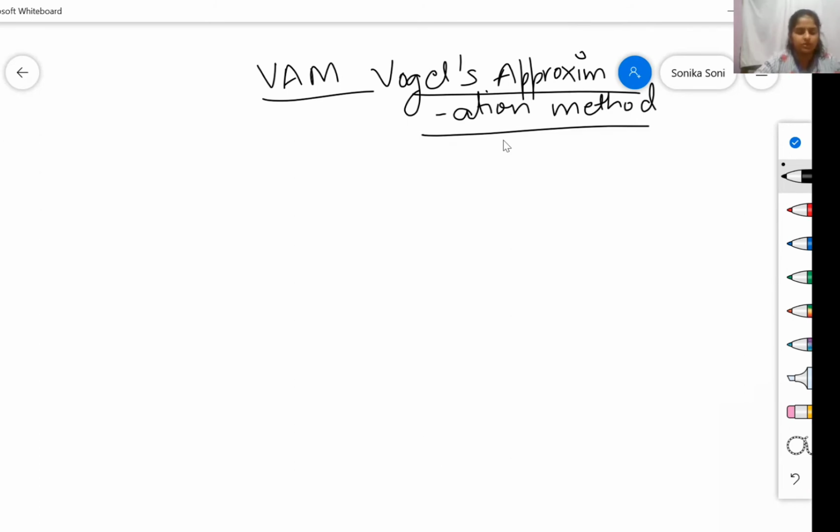Vogel's approximation method. In this method, we have to find out the transportation cost as well. But in this method, we use a different way of finding the cost, where we use penalties, and with that we find out the transportation cost.